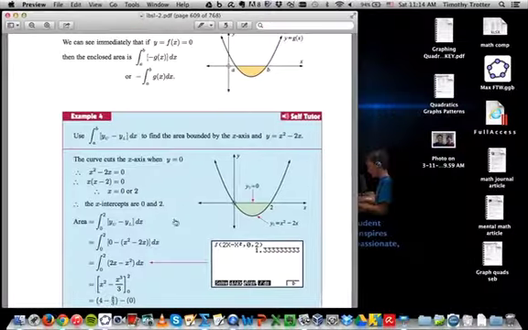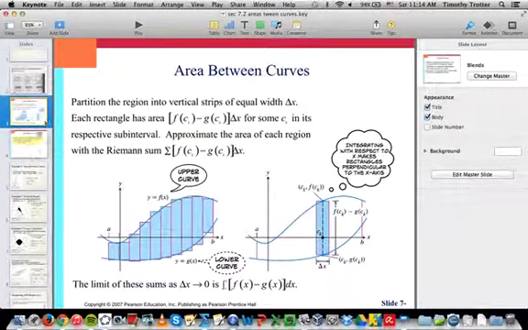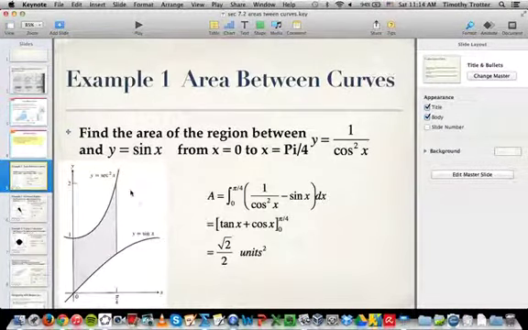Okay, so now we need to take a look at an example problem. I want to find the area between 1 over cosine squared x and sine of x. Here's 1 over cosine squared x. It's written here as secant squared x, but that's an alternate form that you don't have to know. We will just keep it as 1 over cosine squared x. And we're going to find the area between 0 and pi over 4.